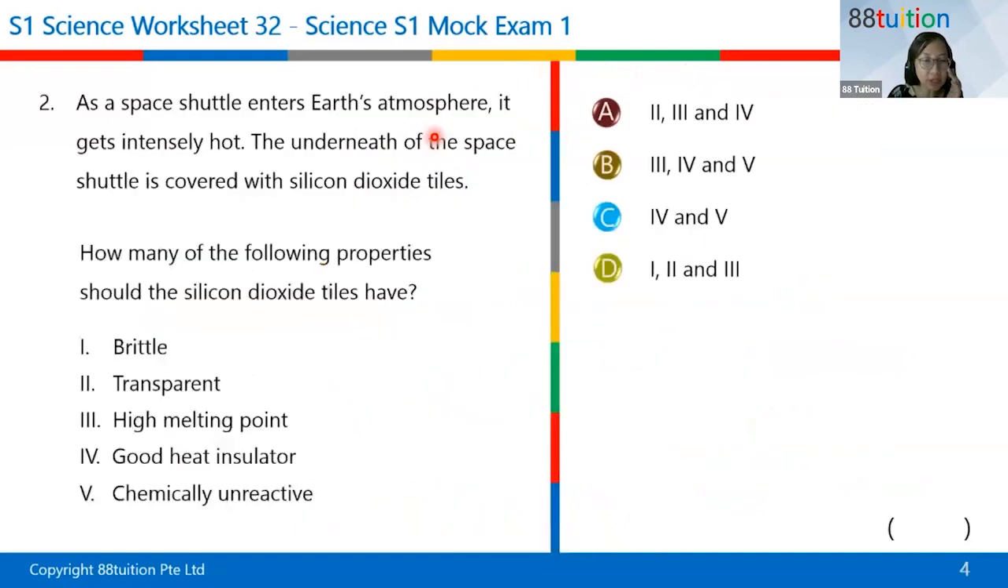All right. Okay, question 2. As a space shuttle, sometimes I always wonder, how many of you will have the courage to sit inside a space shuttle? Anybody, if I give you the chance to go into a space shuttle, to go out to outer space, how many of you will take the chance? How many of you will not take the chance?